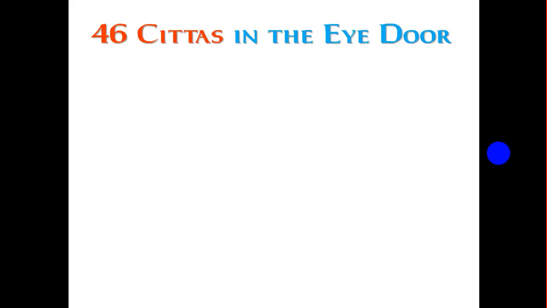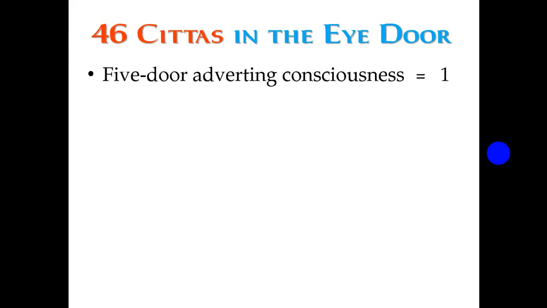We have only one five-door adverting. After that, eye consciousness. We have only two types of eye consciousness. When, as a result of a good deed, you see pleasant things, there is one eye consciousness. As a result of an unwholesome deed, when you see unpleasant things, there is another type of eye consciousness. And look at this one, I color this one.